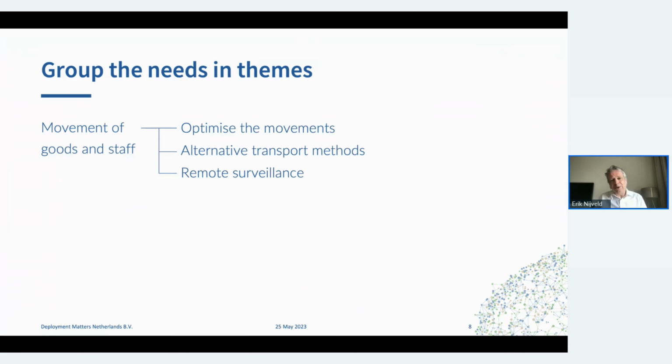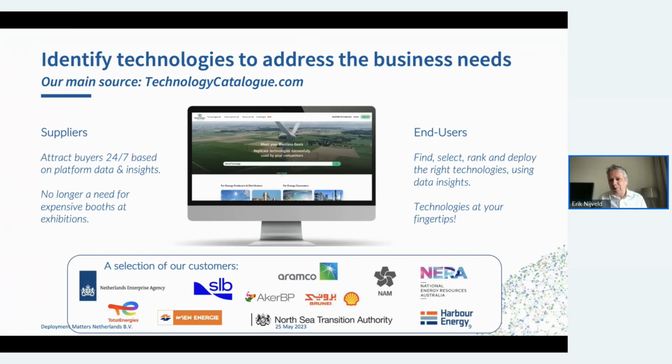And you need to drill down deeper. So just to focus on movements of goods and staff, you could, for example, group that into sub-themes: optimize the movements, perhaps finding alternative transport methods, perhaps find ways to do remote surveillance instead of sending people offshore or driving hundreds of kilometers to a specific location. But even the sub-theme level needs to be more precise. It has to be more specific, like the example I just showed, the screenshot from the platform coming from Brunei Shell.